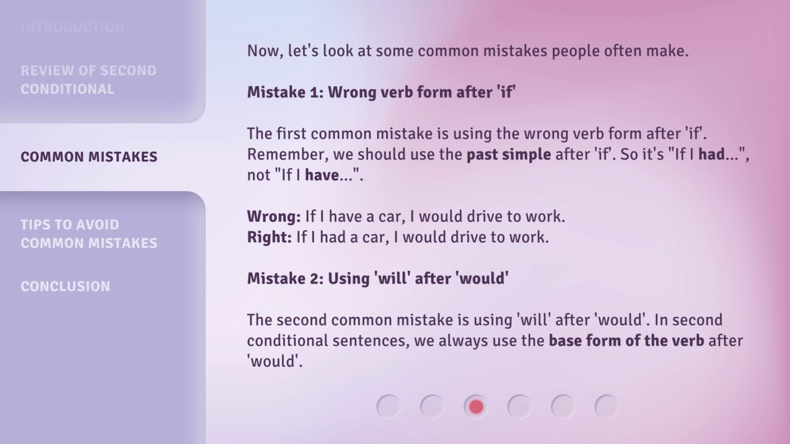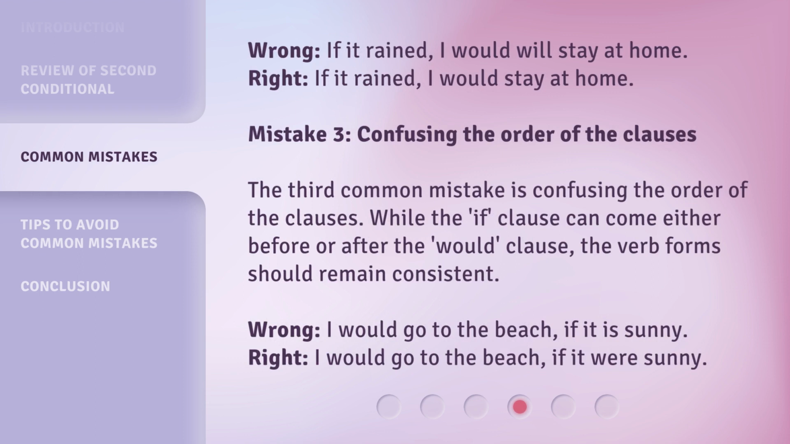Mistake 2. Using will after would. The second common mistake is using will after would. In second conditional sentences, we always use the base form of the verb after would. Wrong. If it rained, I will stay at home. Right. If it rained, I would stay at home.